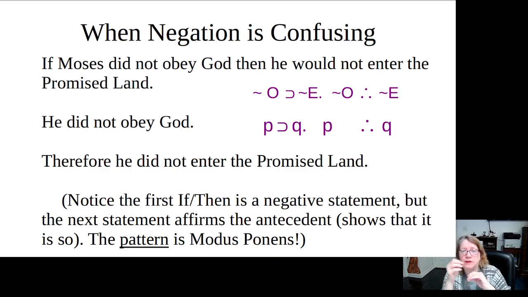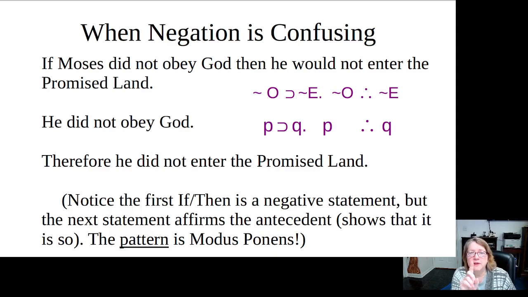So this is a modus ponens. Take a look at what I wrote here under the if not O, then not E. Not O is the antecedent. Not E is the consequent. If P, then Q. The not O, the P part, is true. I affirm the antecedent, so the consequent must be true. It follows. It logically follows. This pattern is modus ponens. So don't let the negation puzzle you.